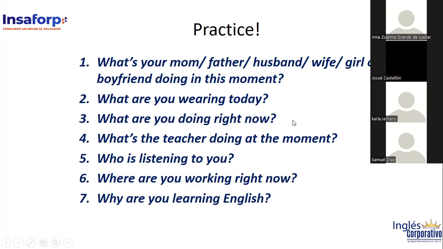Question number two, what are you wearing today? Today I'm wearing a white blouse, a pair of earrings, I'm wearing a skirt and sandals, for example.